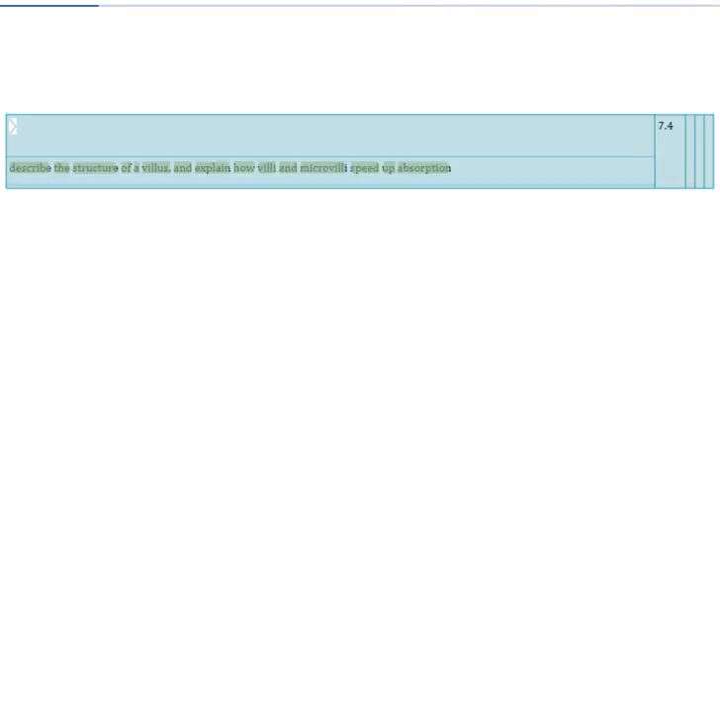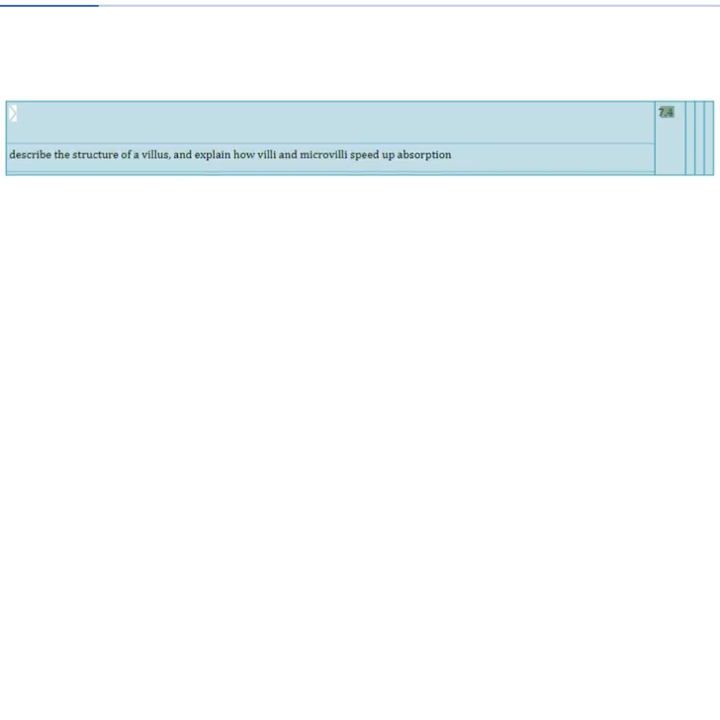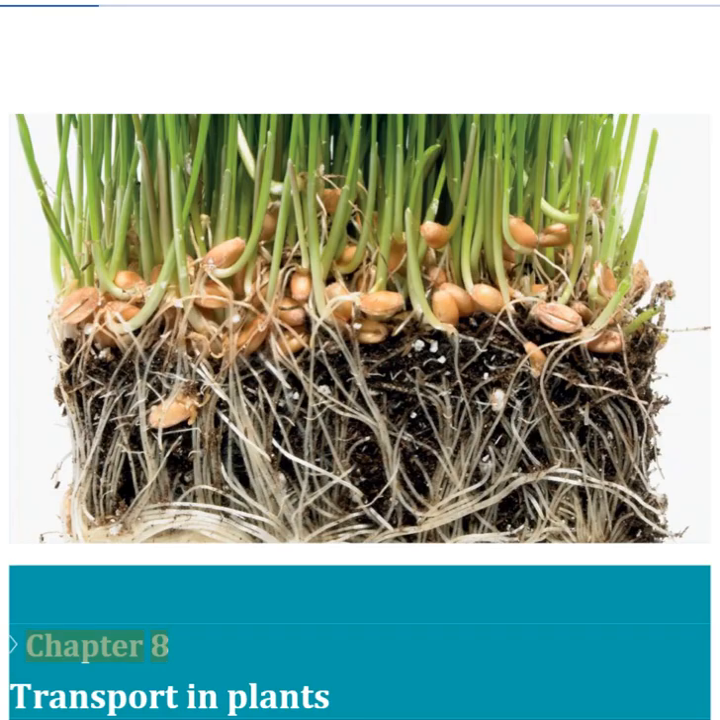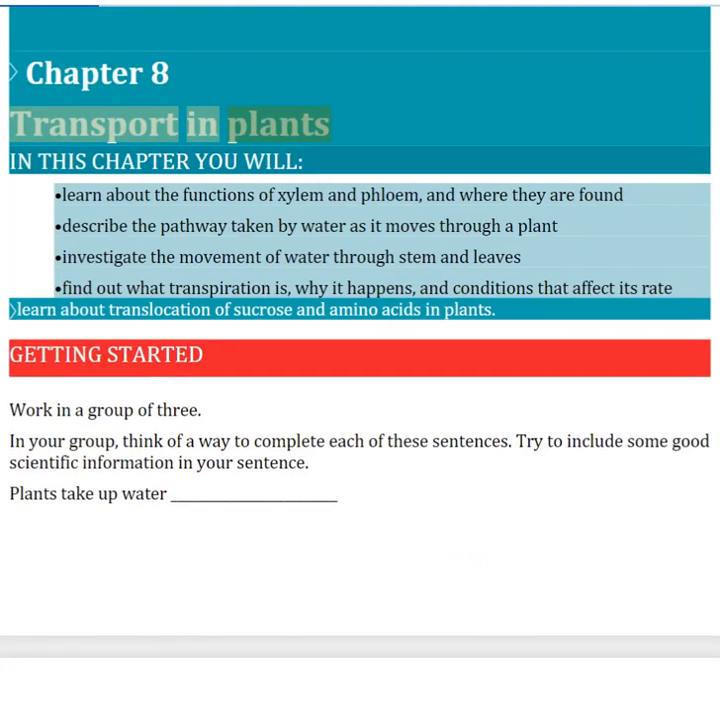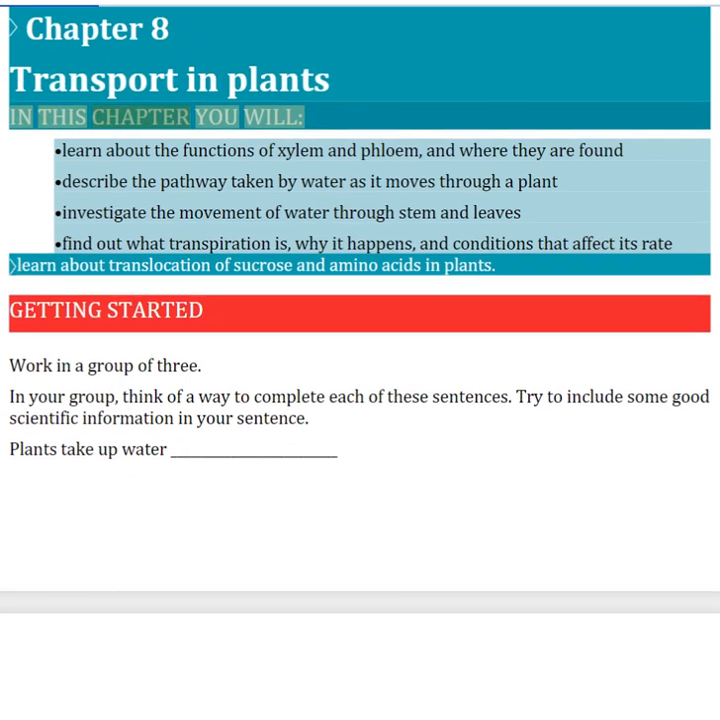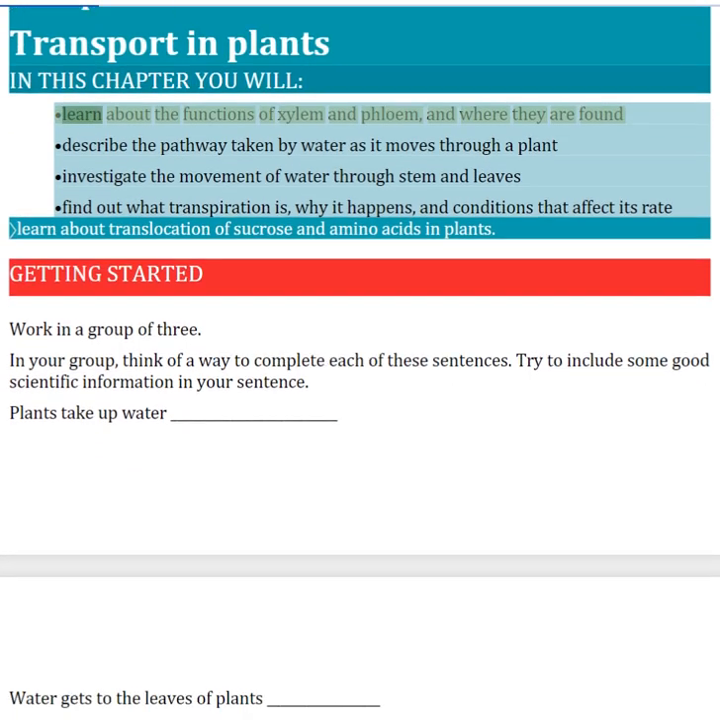7.3. Describe the structure of a villus, and explain how villi and microvilli speed up absorption. 7.4. Chapter 8. Transport in plants. In this chapter you will learn about the functions of xylem and phloem, and where they are found.